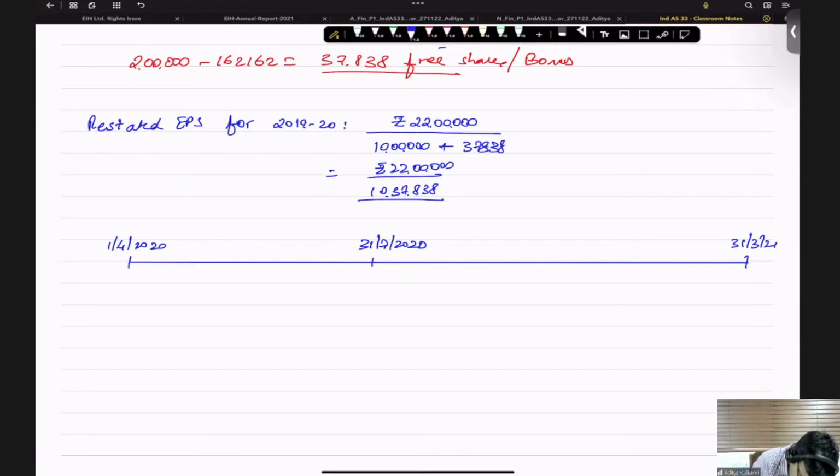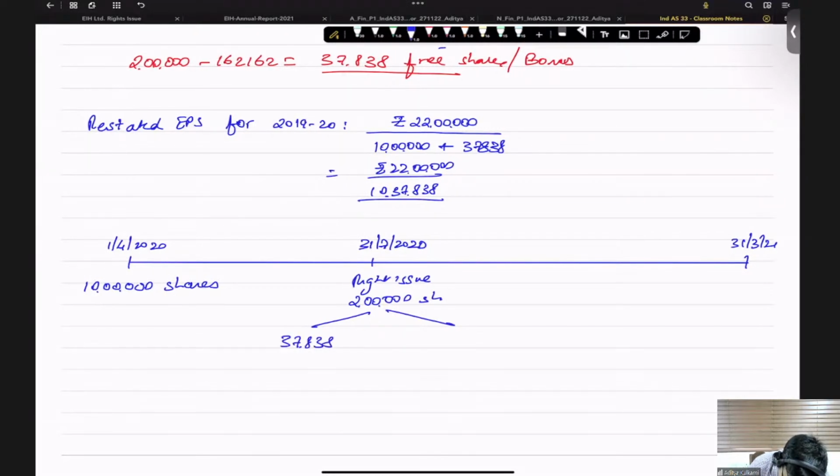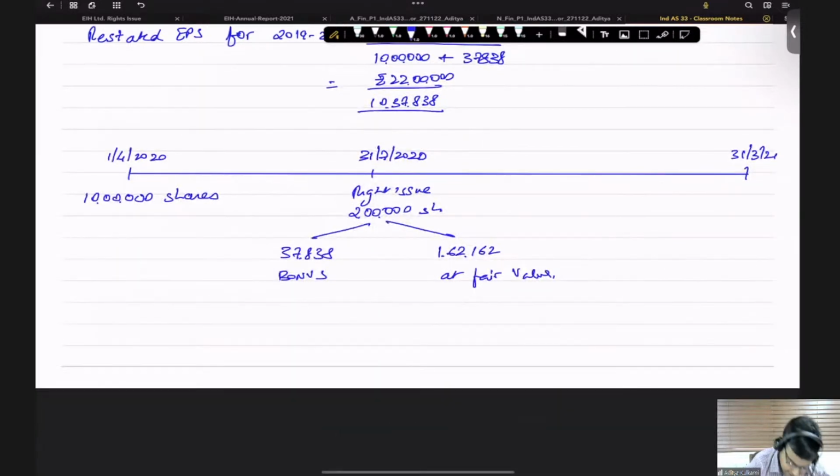On this date, I had 10 lakh shares. Agreed. On this date, there is a rights issue of 2 lakh shares. Agreed? Yes. This 2 lakh shares we split up into 37,838 bonus and 162 at fair value. Agreed? Yes, sir. Agreed. So therefore, I can present it in multiple ways.